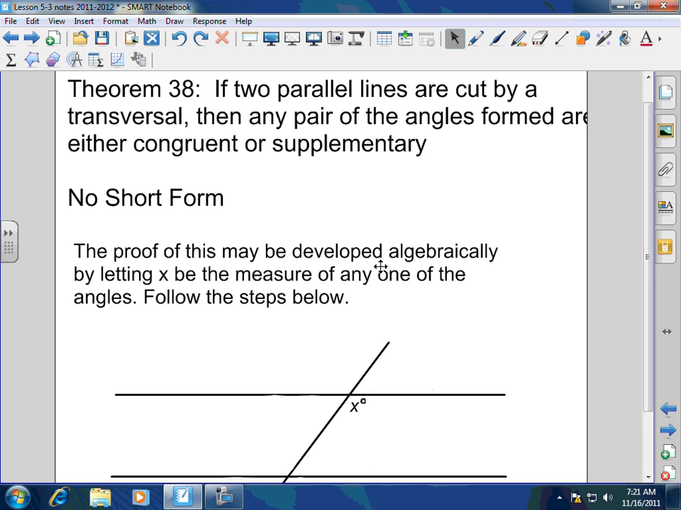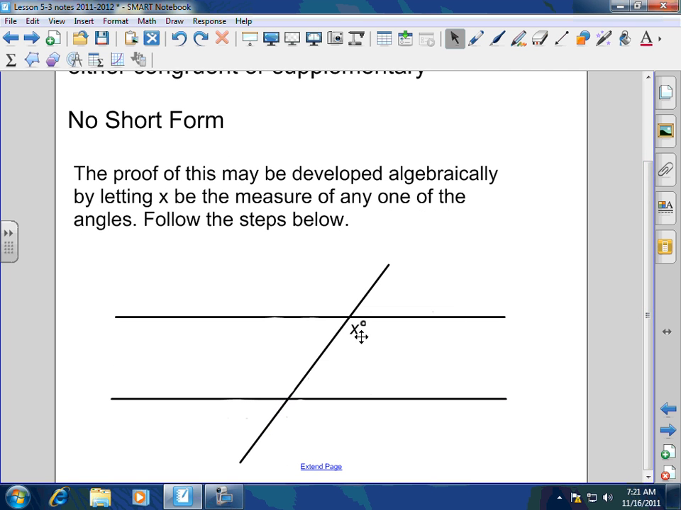Now, the proof of this may be developed algebraically by letting x be the measure of any one of the angles. So let's follow the steps below. Let's start with x. All right? We know, since this is x, that this guy has to be x. Good. Why? That's right. Vertical angles are congruent. Excellent job. Good job. Okay, next.